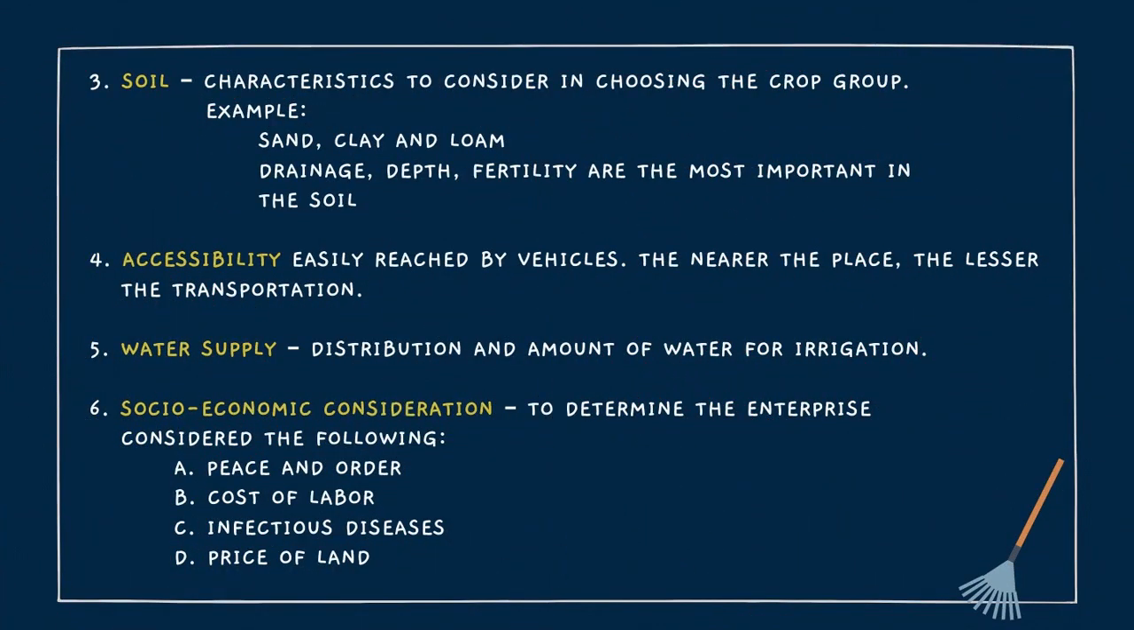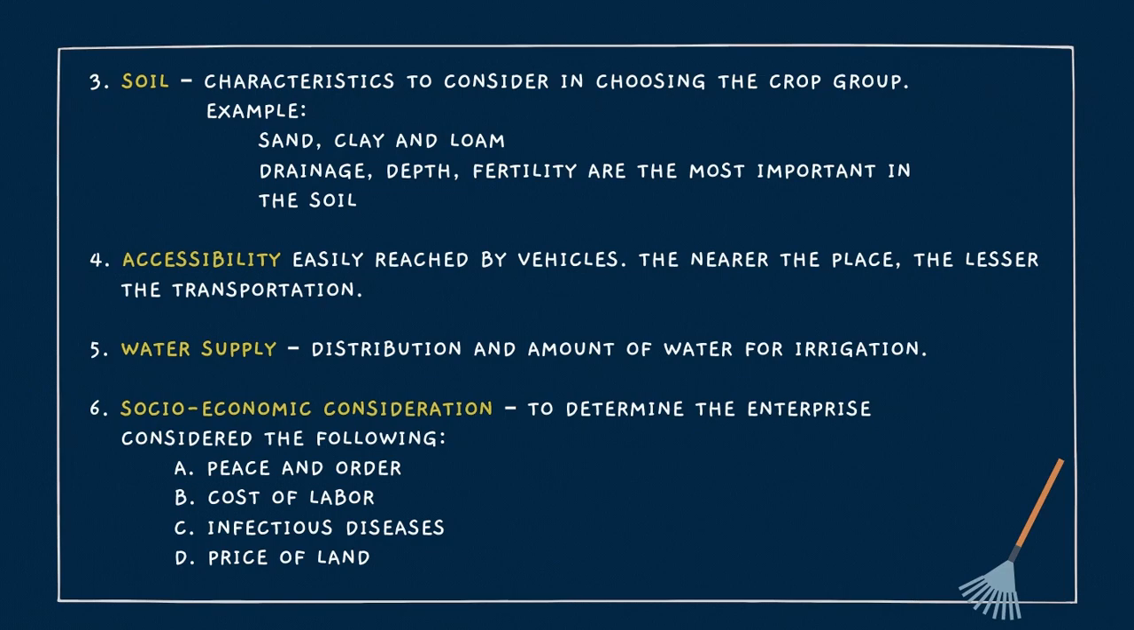Number 3, soil. Characteristics to consider in choosing the crop group. Example, sand, clay, and loam. Drainage, depth, fertility are the most important in the soil. Number 4, accessibility. Easily reached by vehicles. The nearer the place, the lesser the transportation. Number 5, water supply. Distribution and amount of water for irrigation.